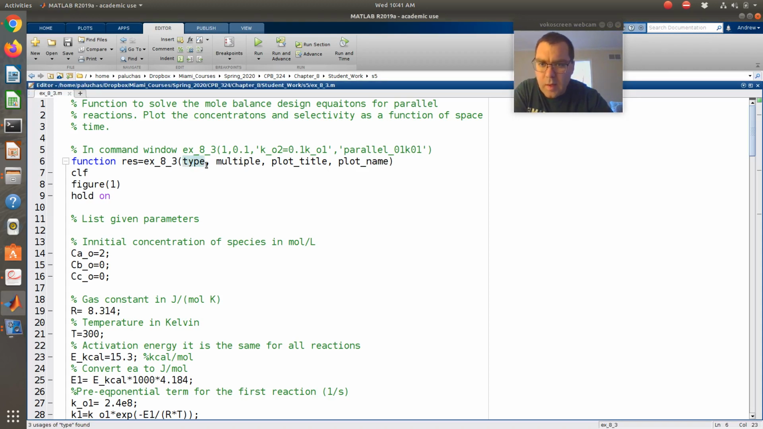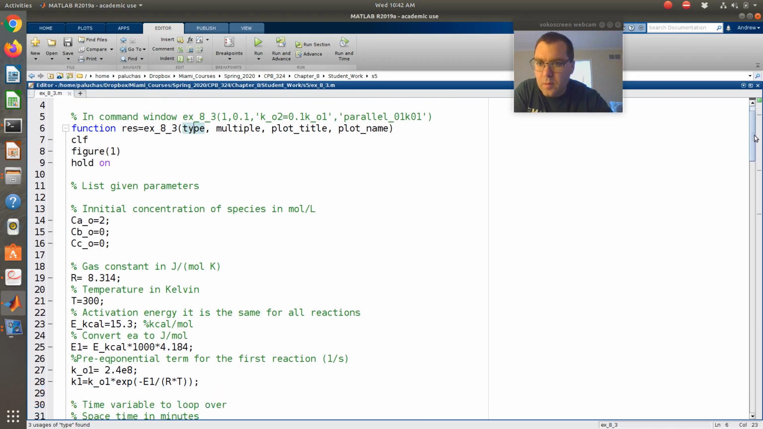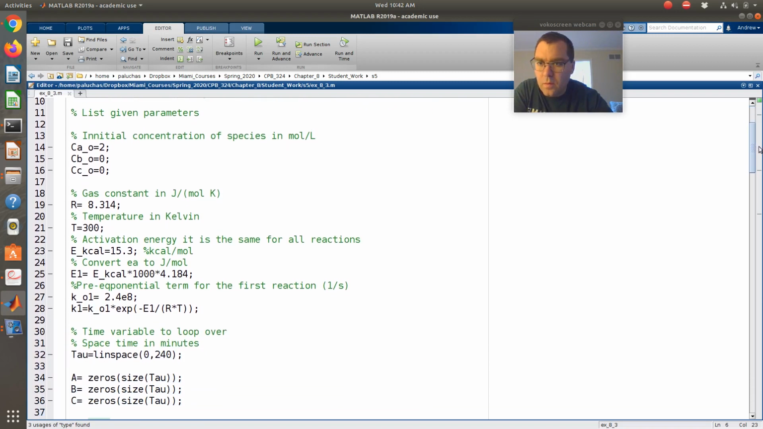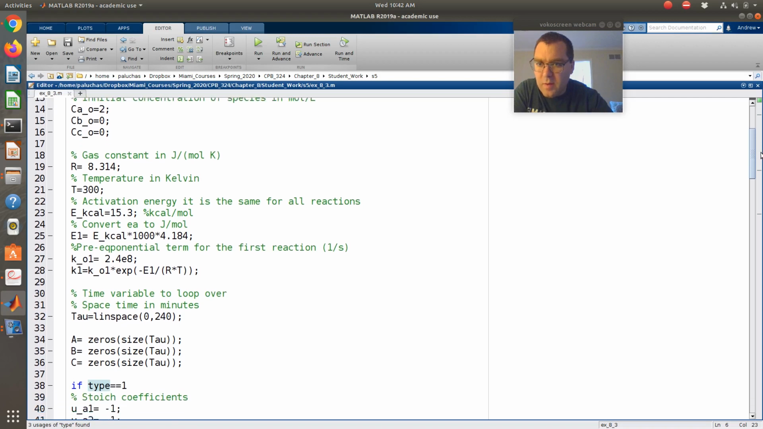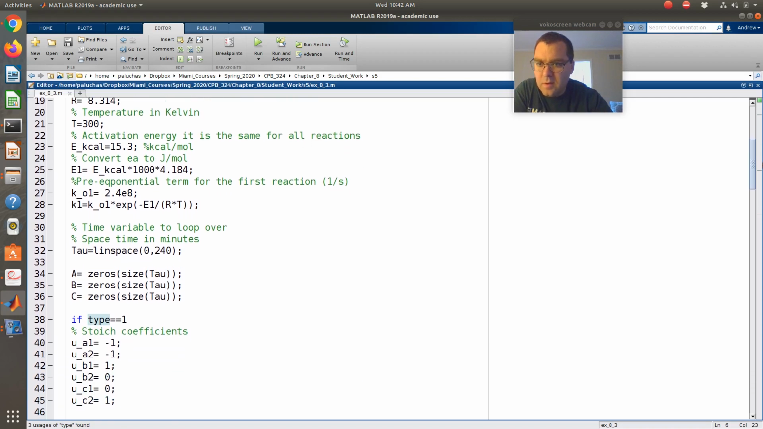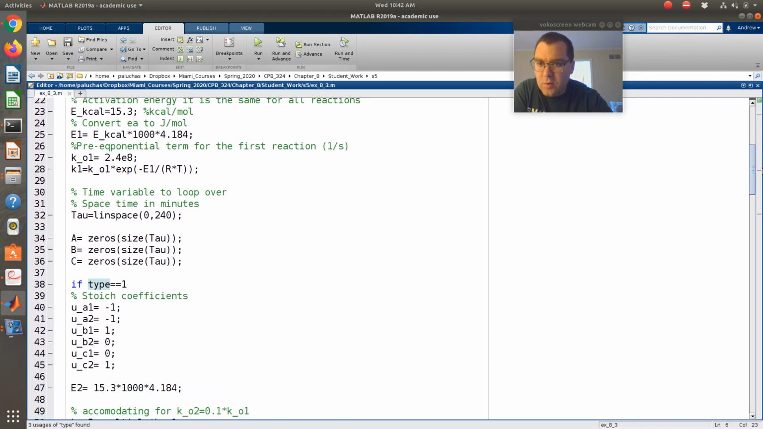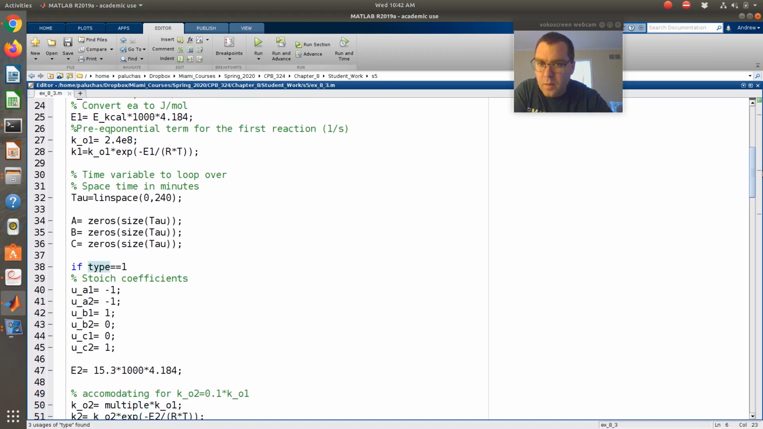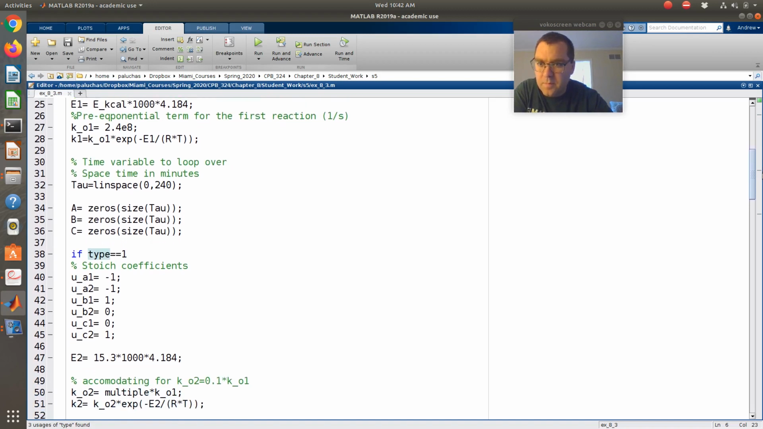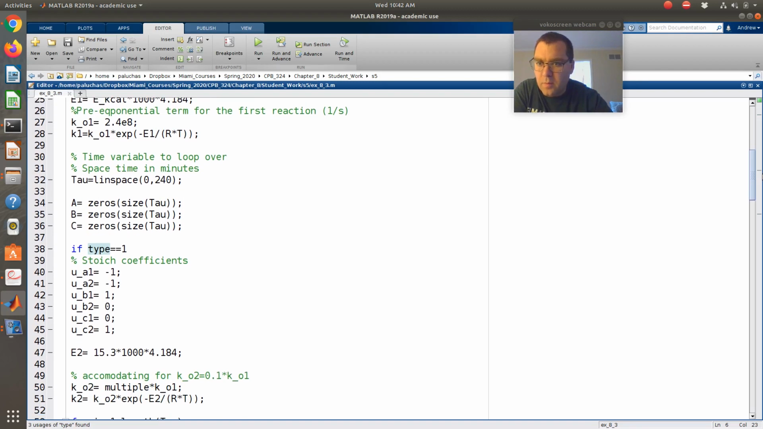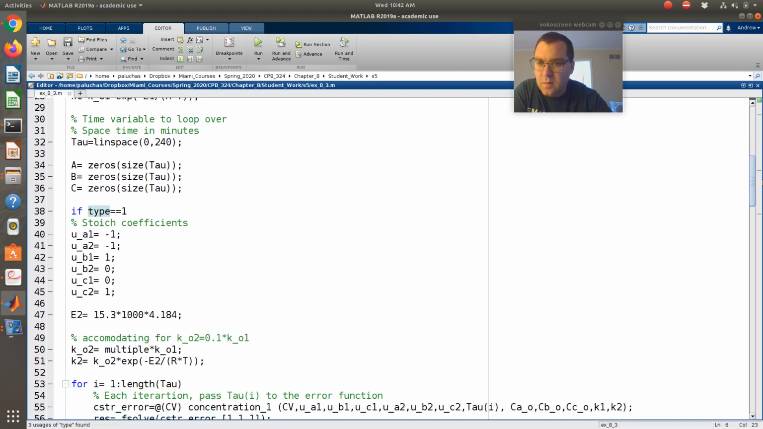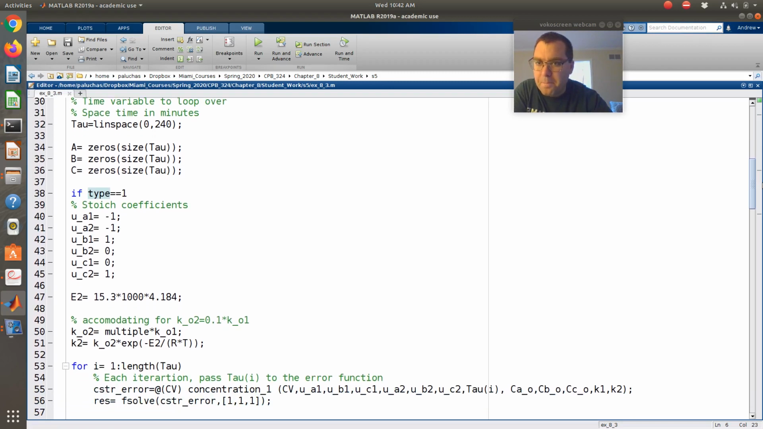So type must be choosing if it's a series or parallel. We'll have to take a look at the multiple, the plot title, and the plot name. Initial concentrations of A, B, and C. Gas constant and temperature. Our activation energy, which you're converting to joules per mole. Pre-exponential term, good. Then you compute my rate constant, good. And since the temperature is constant, we can do that.